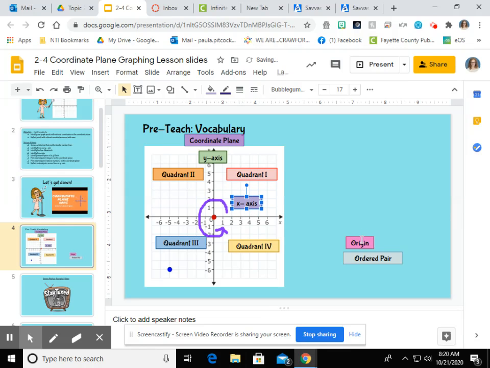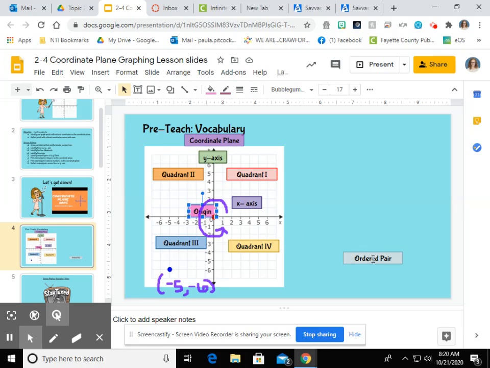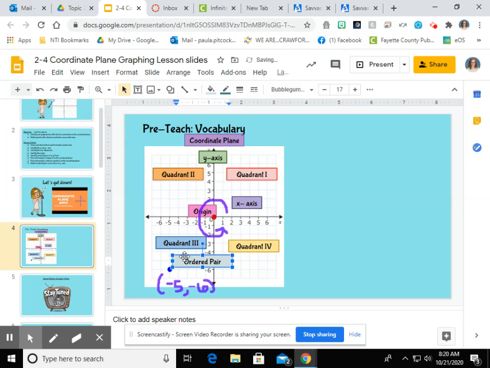And I did not drag the word origin there. There we go. The origin is that (0, 0) marker. And this blue dot gives a specific location. You got to shuffle on the carpet. So I go over -5 before you climb the stairs or fall, and it goes down to -6. That is an example of an ordered pair. Okay, that's an example of an ordered pair.